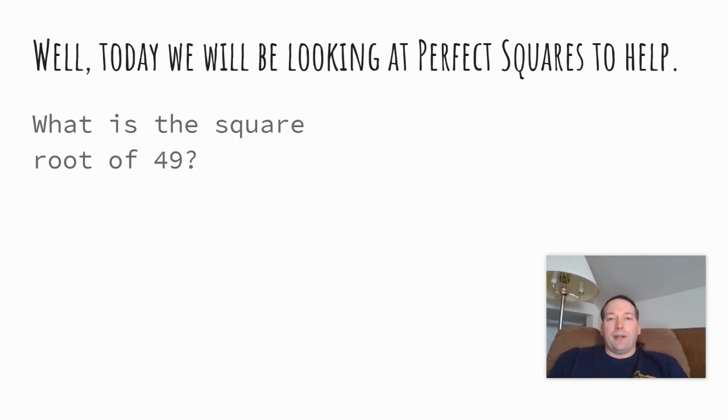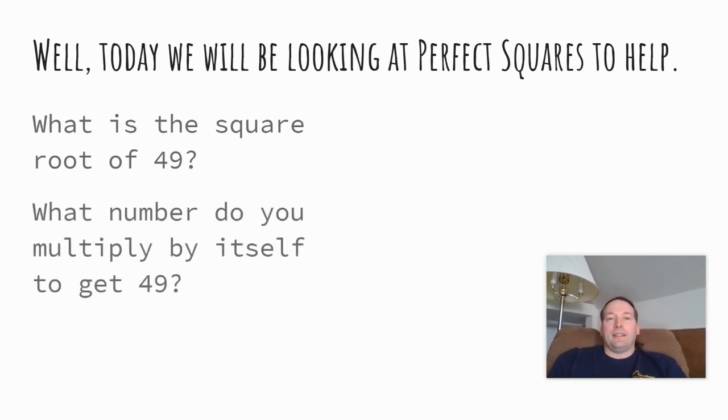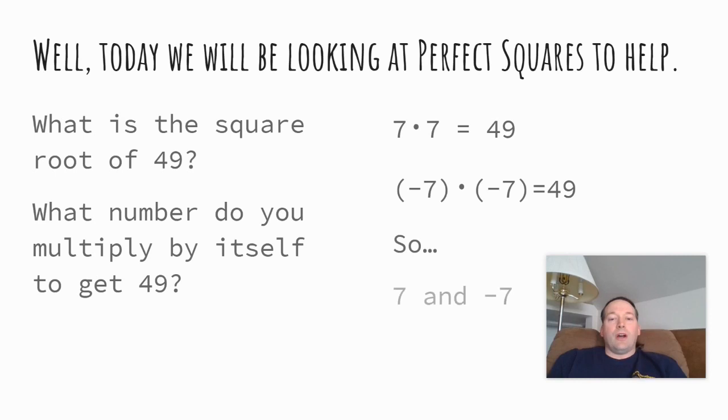So what is the square root of 49? Okay, so basically that's asking us, what number do I multiply by itself to get 49? All right, well, we did this in 3rd grade. What times what is 49? Well, 7 times 7 is 49. And then last year, -7 times -7 is 49. So that means 7 and -7 would both be the square root of 49.